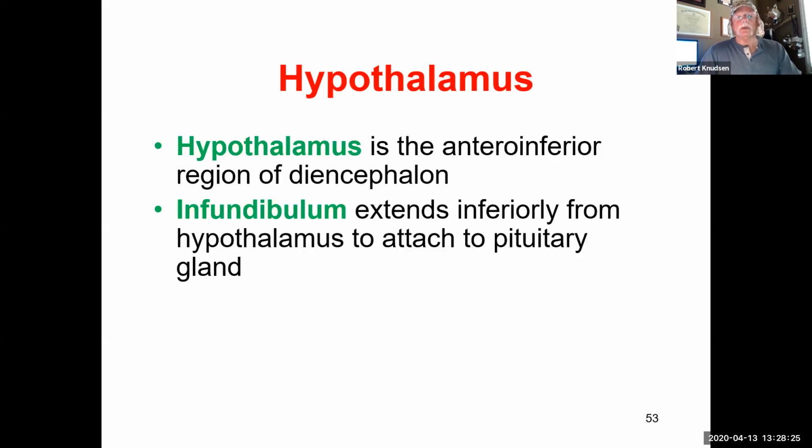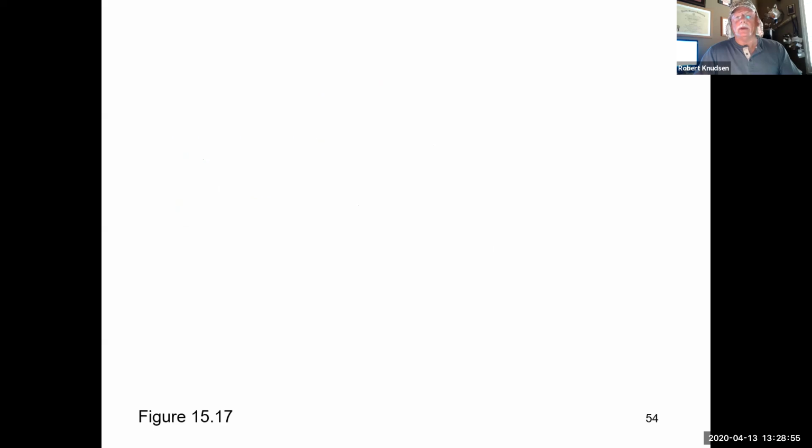Hypothalamus. Infundibulum. I'm going to tell you what that is. But the hypothalamus extends down to the pituitary gland by a little thin structure called the infundibulum. And inside the infundibulum is the hypothalamo-hypophyseal tract, portal system. It's a tube, and it hides out in the infundibulum. Got it? I'll show you a picture.